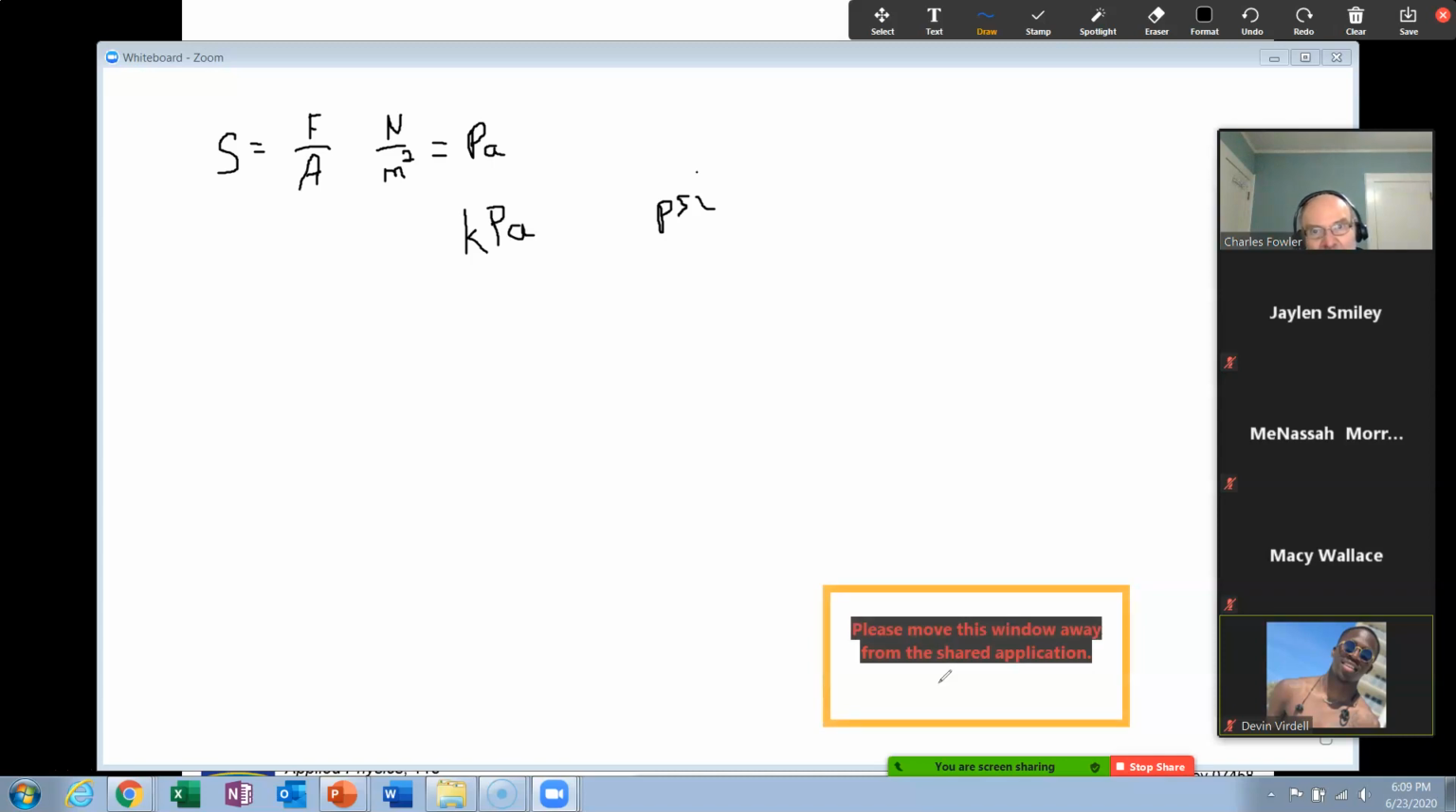So PSI is a measure of pressure or stress, pounds per square inch. That's a very large measure of pressure or stress, whereas a Pascal is a very small measure. A kPa, kilopascal, would be closer to being about what a pound per square inch is, PSI.